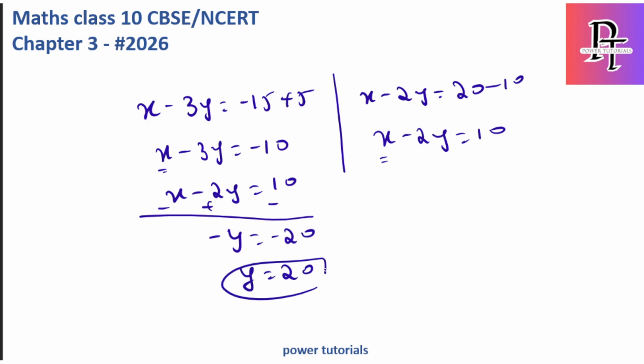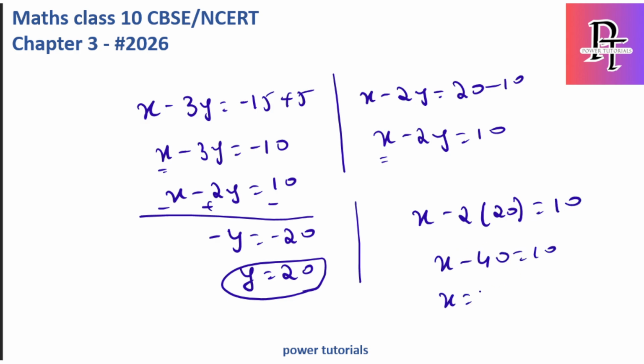If I know y value, I can get the x value simply by using either of the equation. I will use second one. X minus 2 into 20 is equal to 10. So x minus 40 is equal to 10. So I got the x value as 50. So the Noori's current age is 50 and Sonu's current age is 20.